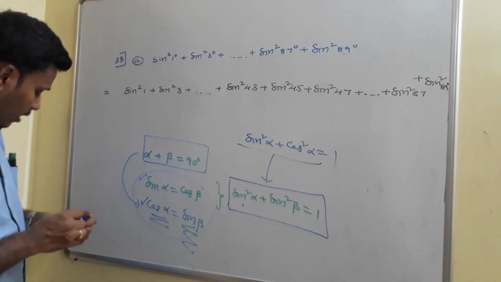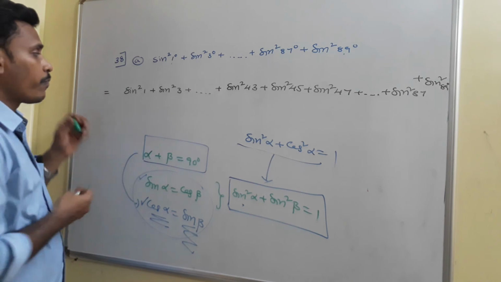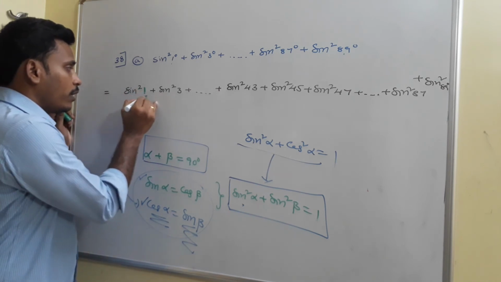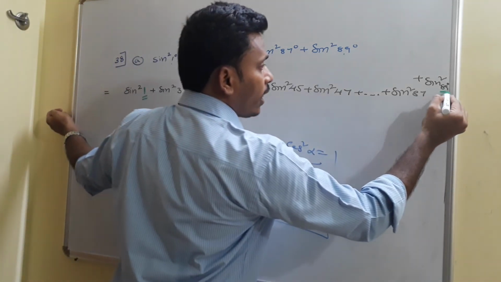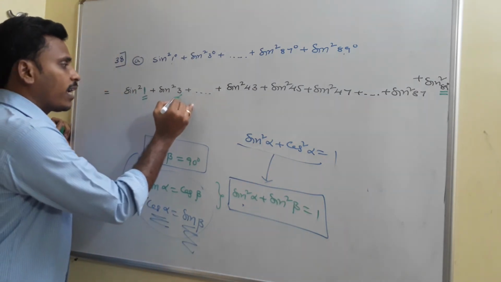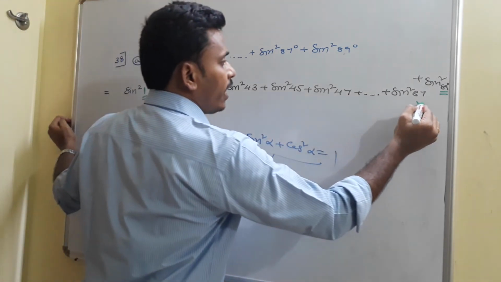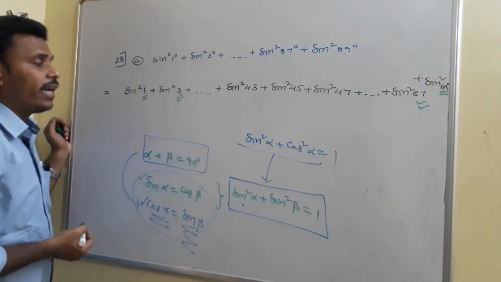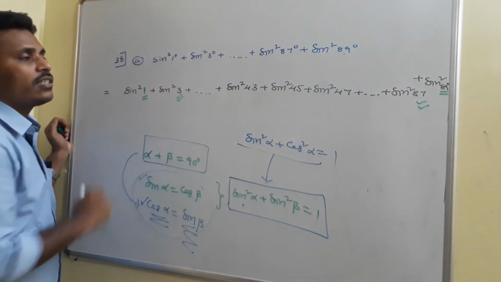And clearly here, look at the angles. This is 1, and the last we have 89 degrees. 1 plus 89 is 90. Look at the second angle, 3, and look at this 87. Again it is 90. 3 plus 87 is 90.